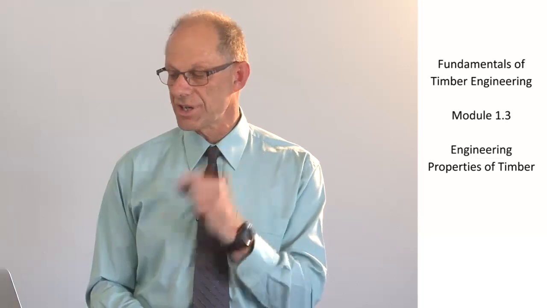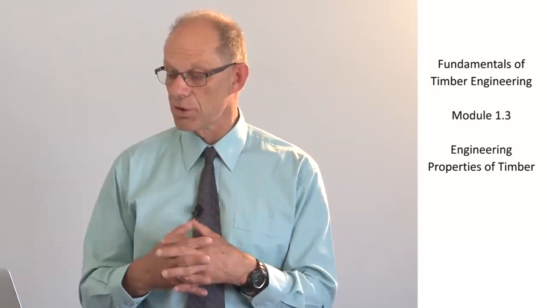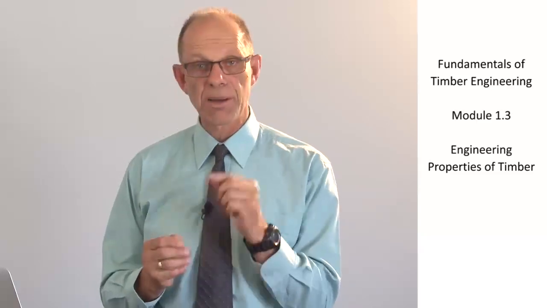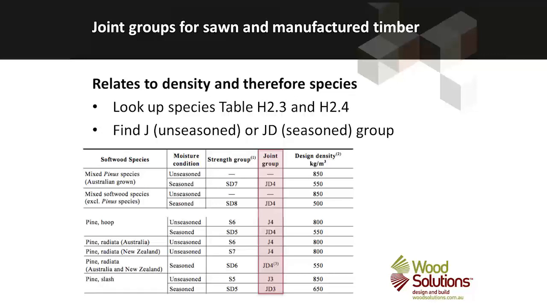In order to design connections and ensure that the timber is being loaded well within its capacity, we look up joint strength groups for each individual species, so that we can look up a table that has the species down the left-hand side, and as well as the strength group, it also gives the joint strength group of those species. The joint strength group is then used to design connections between members.